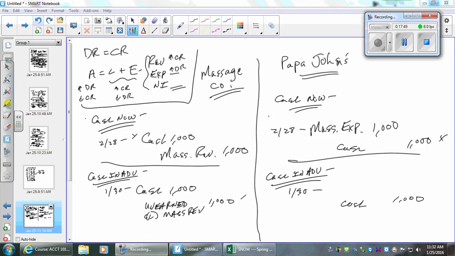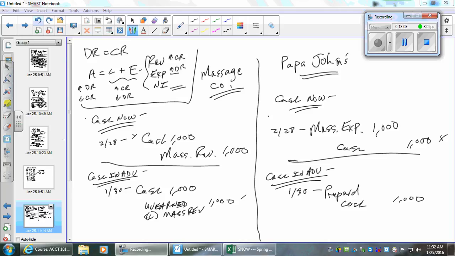Yeah, they prepaid the expense, didn't they? They have an asset. They get to have $1,000 worth of massages done for them without paying for them again, right? It's a real asset. Everybody agree? So what would be debit? Prepaid. Now, what kind of an account is a prepaid going to be, do you think? It's an asset. It's not an expense yet.